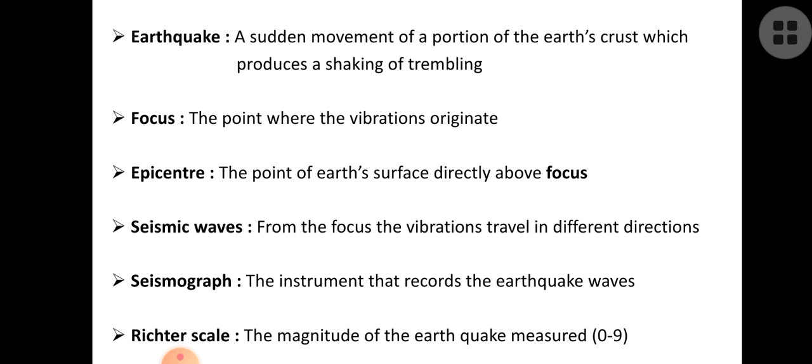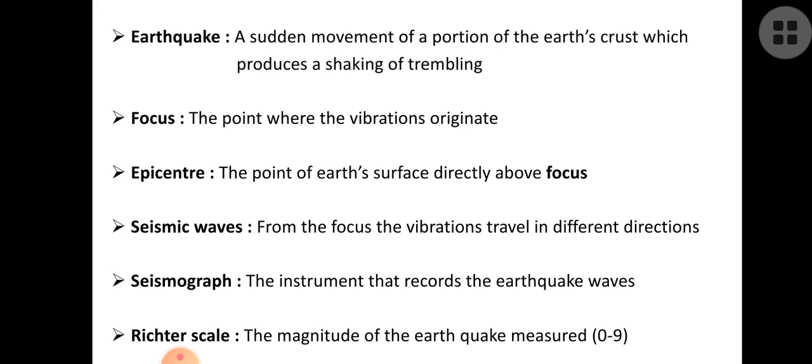Four things we studied. Okay, the instrument which records the waves of earthquake is called seismograph. Seismograph is an instrument which is used to record the waves of the earthquake, and the waves of earthquake are measured in Richter scale.